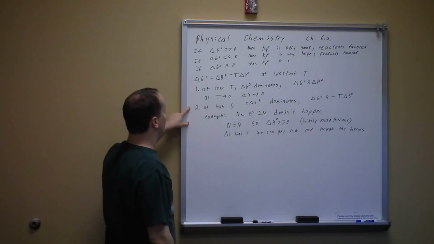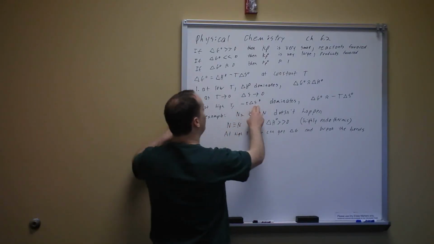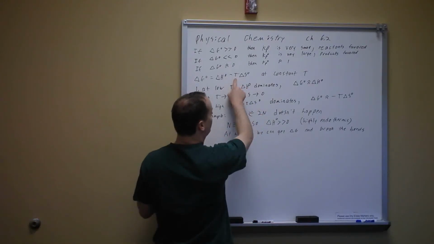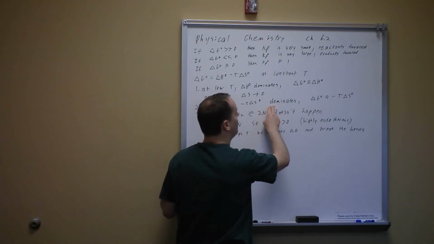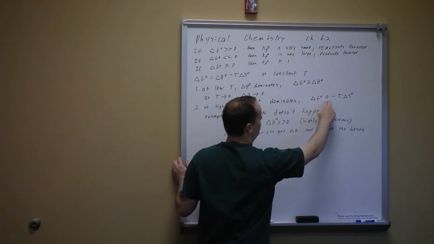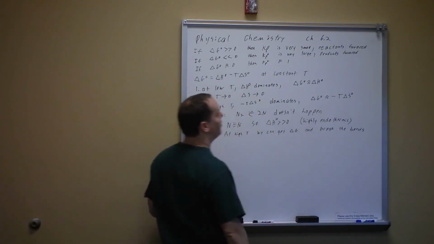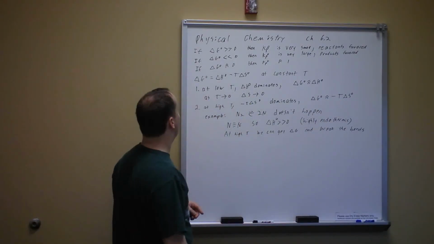Now at high temperature, minus T delta S naught, this is going to be very large because you're going to have a huge number for T. So this is going to dominate. So delta G naught can be approximated as just saying it's equal to minus T delta S naught.